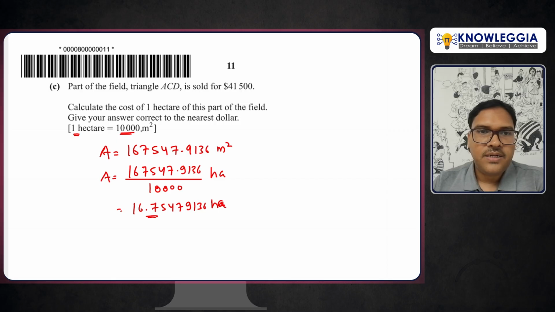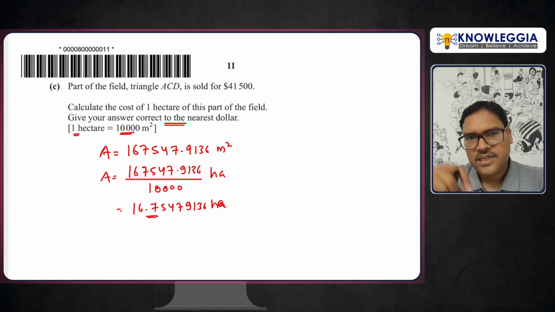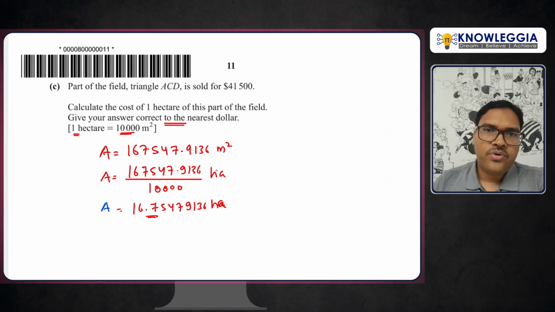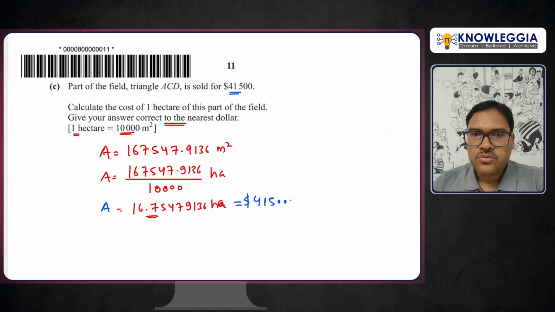Why am I writing it like this? Because ultimately you have to calculate the answer to the nearest dollar, so you have to write that to the nearest value. That is why I'm trying to keep it accurate. Okay, so this is the area. Now this is sold for $41,500. This is sold for this many dollars.